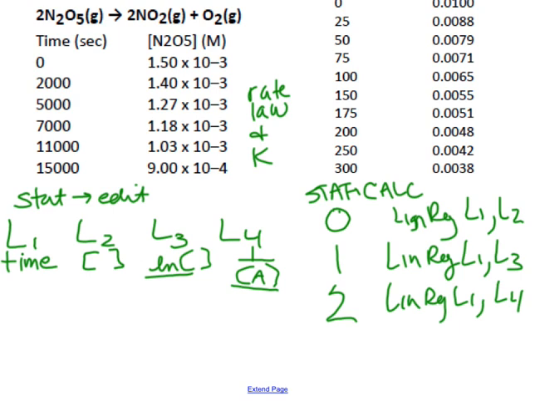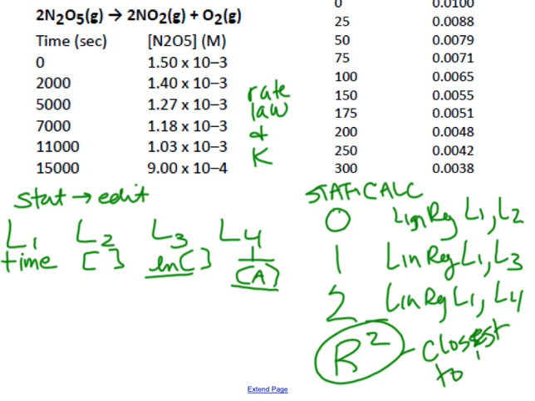How do I find out which one? I get an equation of the line. How do I find out which one is the best? Which is the best line? Which line is most linear? R squared. That's called the correlation coefficient. Whichever one is closest to 1, the value of 1 is going to be the best line.